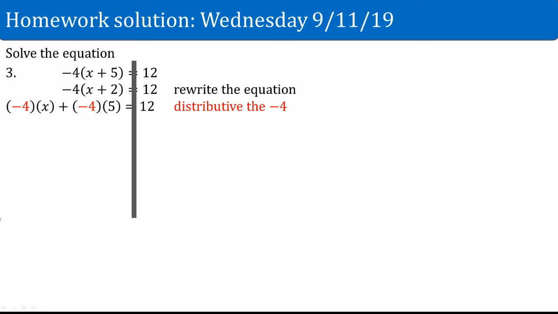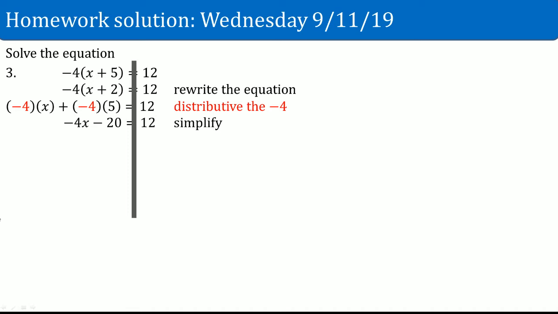Negative 4 times x is negative 4x. Negative 4 times 5 is negative 20. The right-hand side of 12 remains unchanged. This should remind you of a Tuesday's problem. You have negative 4x minus 20 is equal to 12. You want to deal with the most outward thing, which is your minus 20.